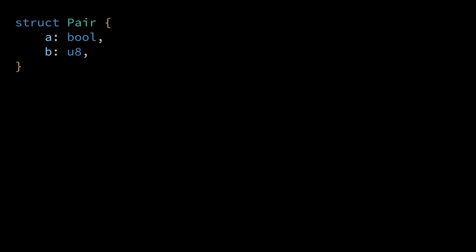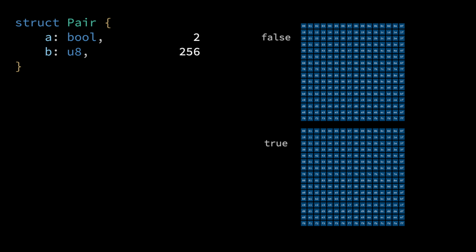Contrast that with a struct. This one has two fields, a bool and a U8. How many different values can it hold? Well, the bool has two values, false and true, and for each of those the U8 can take on 256 different values. So to get the total we have to multiply for a total of 512 different possible values. That's why sometimes a struct is called a product type.